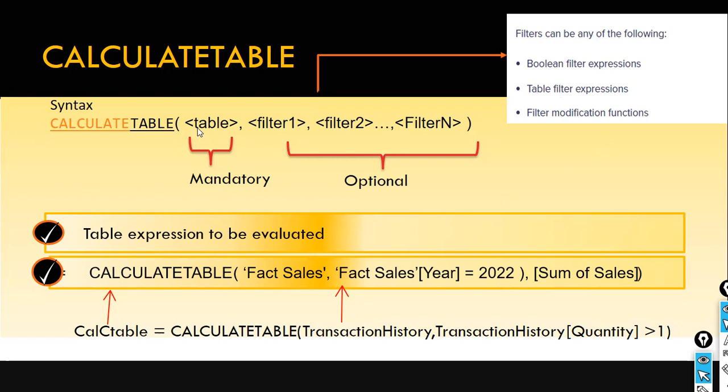Now, in the case of CALCULATETABLE, it returns a table. For example, in this case the first argument is a table name, comma, the filter condition, a Boolean filter condition, which I've used here for the sake of the example. So here, year equal to 2022 and sum of sales. This CALCULATETABLE will apply the filter year equal to 2022 on this sales table. It takes only the year 2022 data, and then it applies the sum of sales, and it gives you the sum of sales. I think this is also another example.